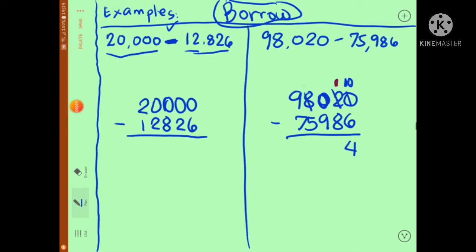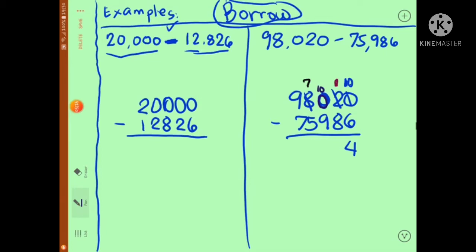So 8 will become 7. And before we can add 10 on this part, on 1, we will add first 10 here. Correct? So the 0 now here will become 10.